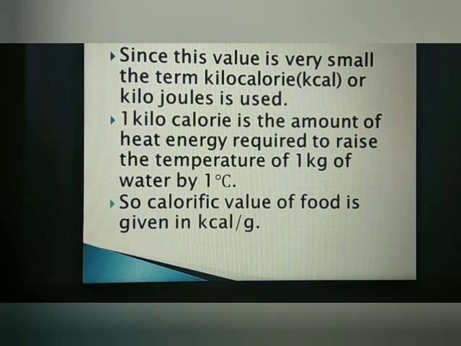So the calorific value of food is given in kilocalorie per gram. If you are buying certain products from the market, on the outside you can see the calorific value of food written. You just check it, and you can see the calorific value of a particular nutrient in that food item, such as carbohydrates. It will be given in kilocalorie per gram. So when we refer to the calorific value of food, it is normally referred to as kilocalorie per gram.